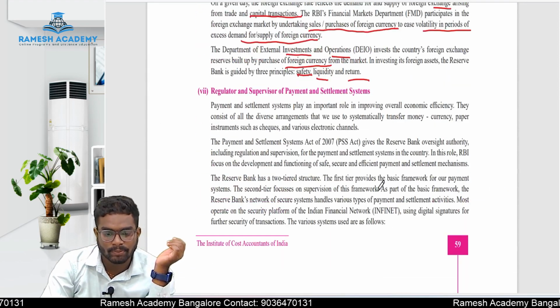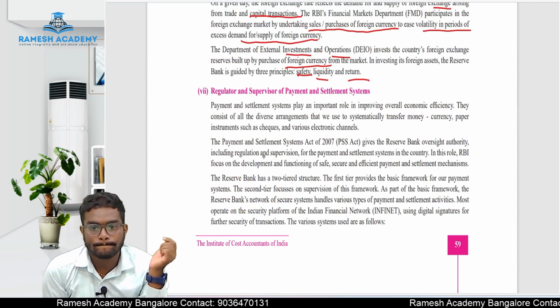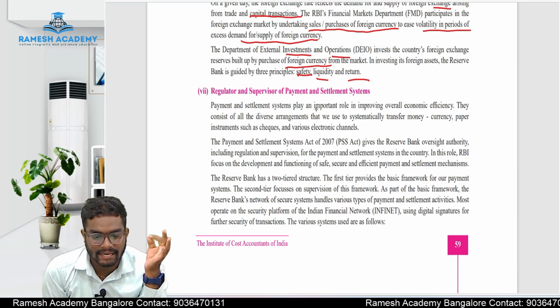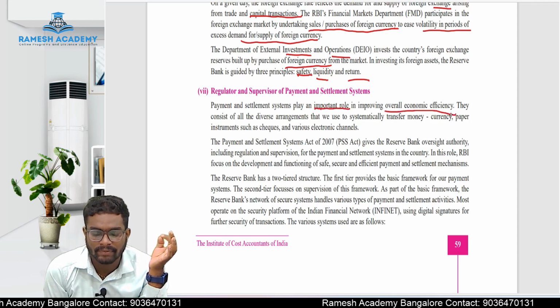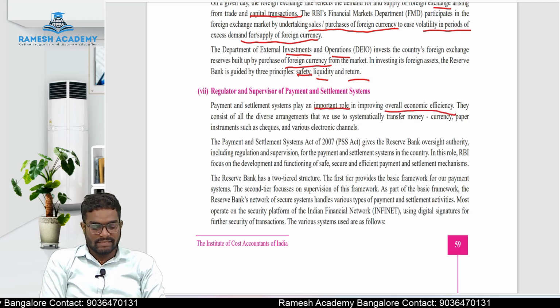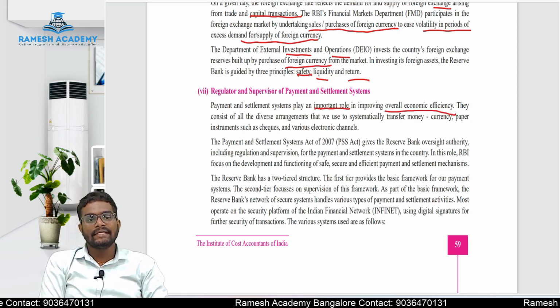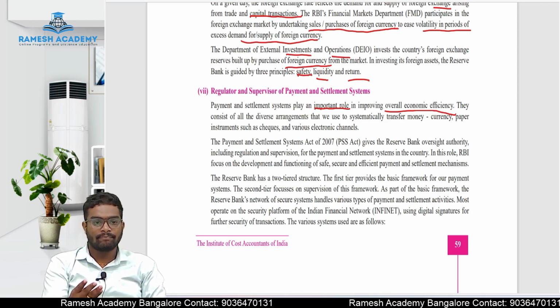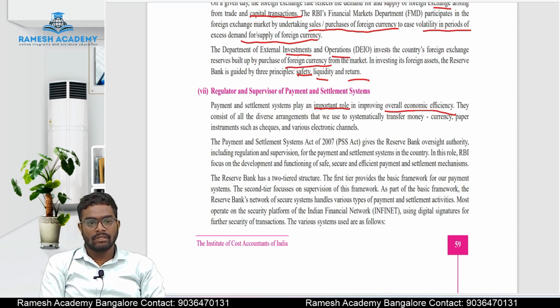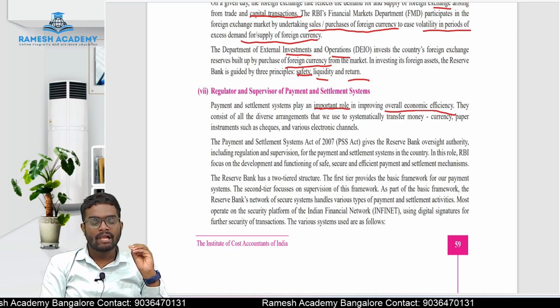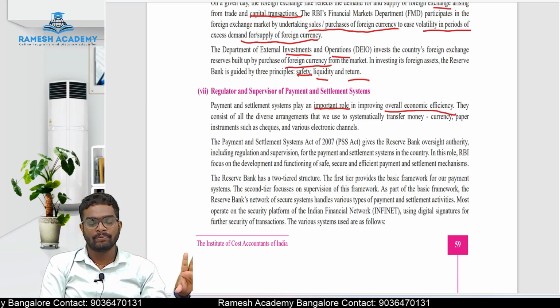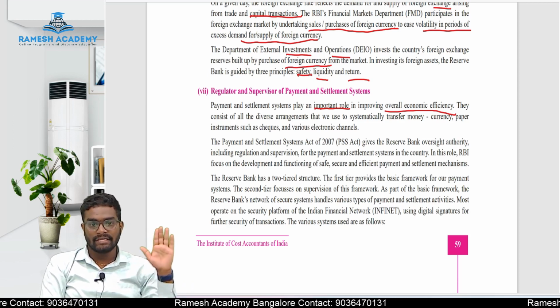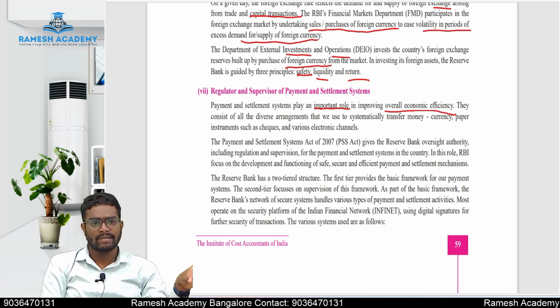Next, we have the supervisor of payment and settlement systems. Payment and settlement systems play an important role in improving overall economic efficiency. We'll understand by a story, okay? 20 years back, whatever we purchased, we paid through cash. Now, in 2024, we don't have that situation because everything is routed through UPI. Scan a QR code, pay the amount. 20 years back, ask your grandparents, they would not even have had an idea of UPI. Now they are using it. 20 years back, it was purely cash. Everything was paid through cash.